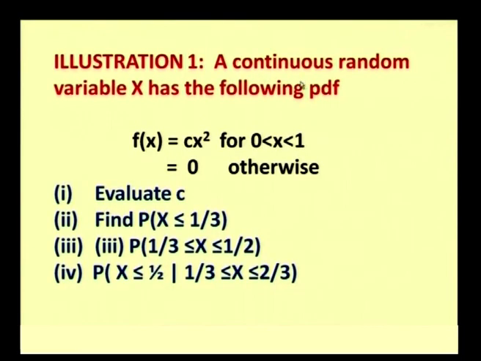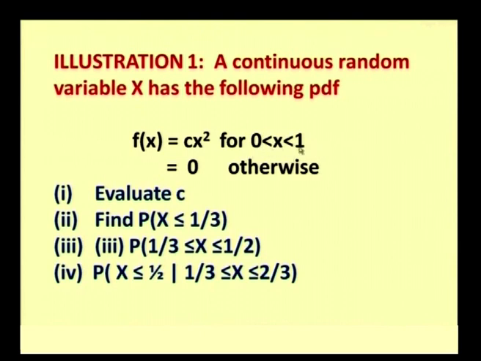Okay. So, now we will see the continuous random variable concept along with its PDF and how to find out the probability function for continuous random variable along with its PDF. An illustration is given. A continuous random variable has the following PDF: f of x is equal to c x square for 0 less than x less than 1.